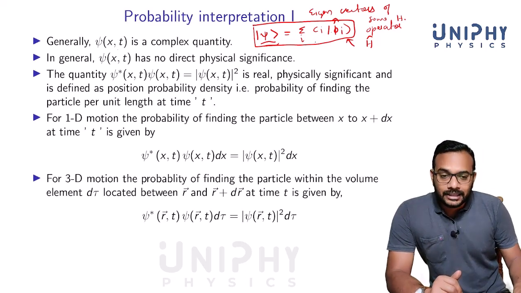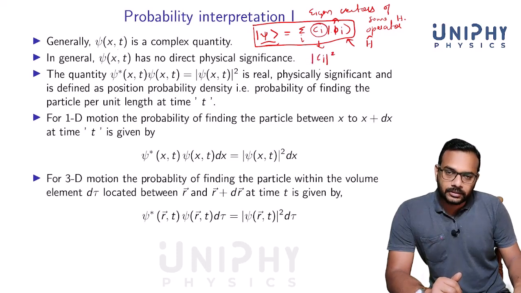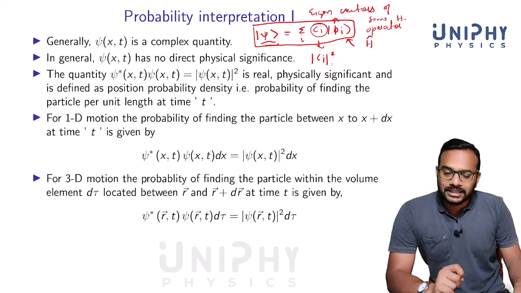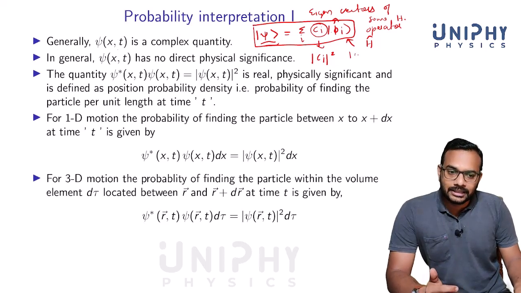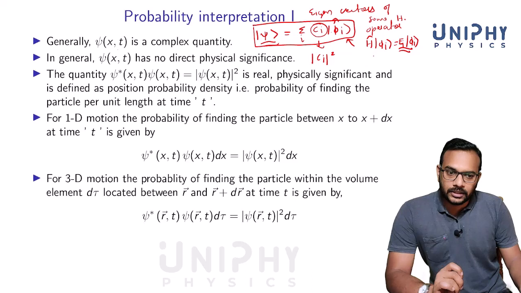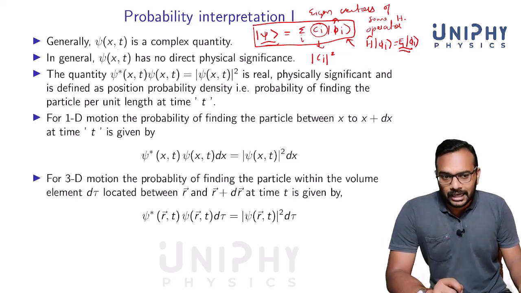In this case, the interpretation for these expansion coefficients is that modulus of c_i squared is the probability for measuring a particular value for energy corresponding to the particular eigenstate phi_i. So if phi_i is an eigenvector of the Hamiltonian with eigenvalue E_i.